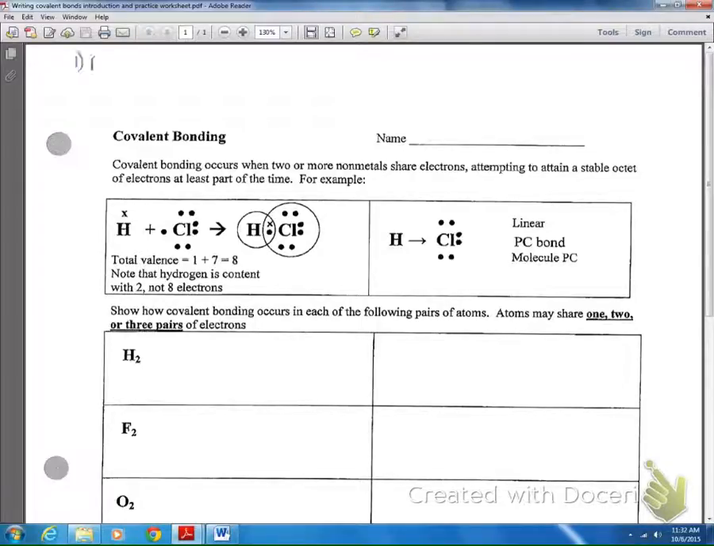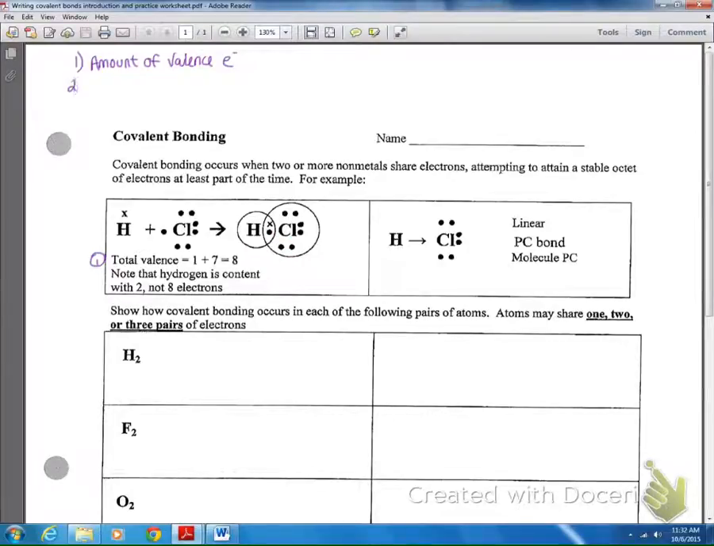So the first thing that we want to do is figure out our number of valence electrons. In this case, I know that hydrogen has 1 valence electron, and I know that chlorine has 7 valence electrons, so my total valence electrons are 8. Notice that hydrogen is content because it can only have 2 valence electrons in its outer shell because it only has 1 shell, and chlorine is also content because it has 8 electrons around its atom. You don't need to put the circles in there. Those circles are just to show you that both atoms are happy, so they're sharing their electrons and both are happy.